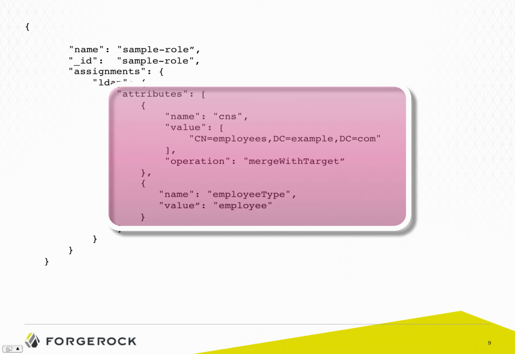Each attribute needs to be specified in the provisioner configuration for that target resource, and for each individual attribute there is an operation that needs to be specified, and there are 2 different operations that can be specified. It's merge with target or replace target. Merge with target operation first merges the source value with the existing target value, then adds the value from the role assignment. The replace target operation replaces the entire target attribute value with whatever you have specified in your role definition.